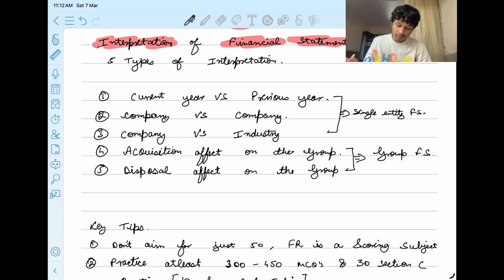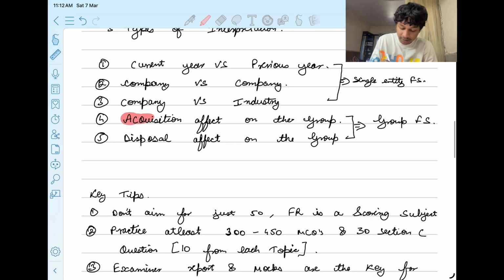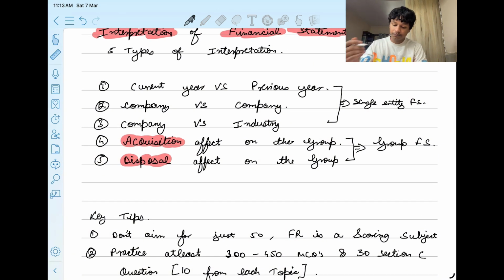financial statements, okay? So there are two types of effects: acquisition effect and disposal effect, which means what will be the effect of acquiring a new entity and what will be the effect of disposing of an existing subsidiary. So these two can come. You should be thorough with your understanding of groups so that you can easily solve these questions, okay? So this is the overall pattern of question number 32.